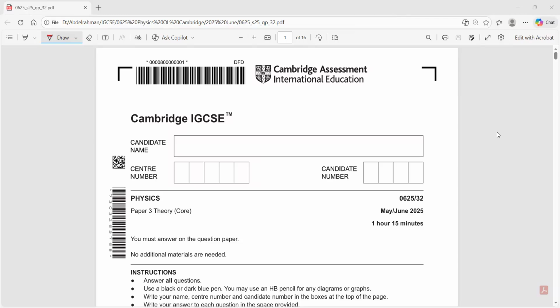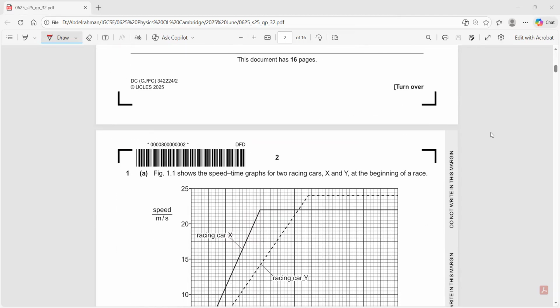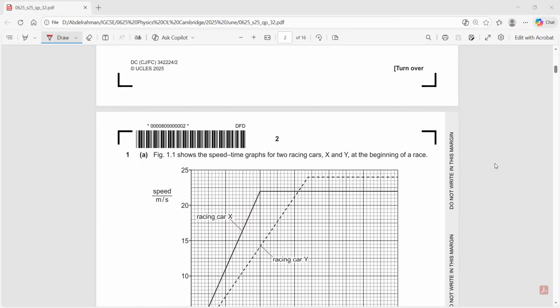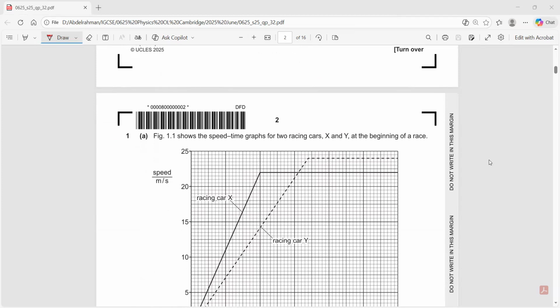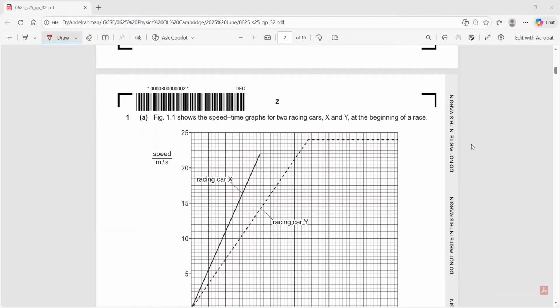May-June 2025, Paper 3, Variant 2. Question 1. Figure 1.1 shows the speed time graphs for two racing cars, X and Y, at the beginning of a race.